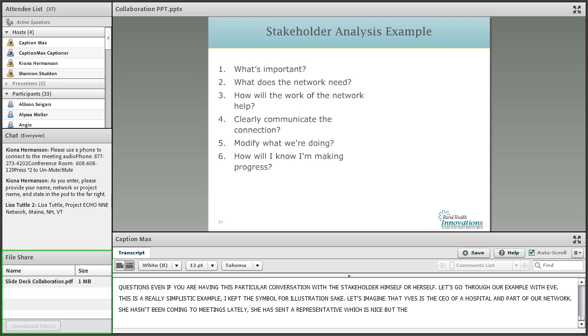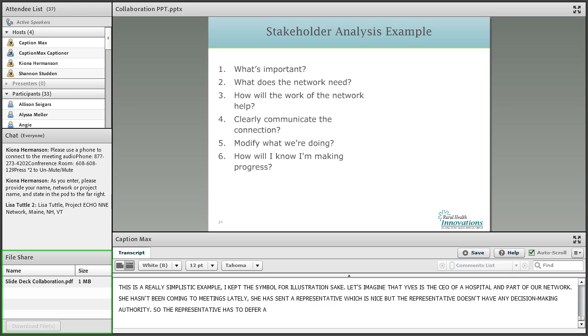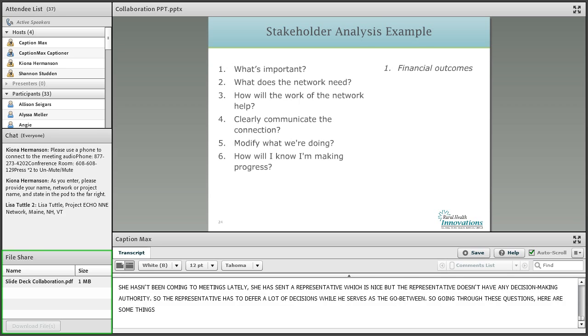And if you really want to go all in, you could even have this conversation with the stakeholder himself or herself. This is not something sinister we're doing here that needs to be kept under wraps. This is really sincere work with the end goal of ensuring that the relationship between the stakeholder and the broader network is mutually beneficial.